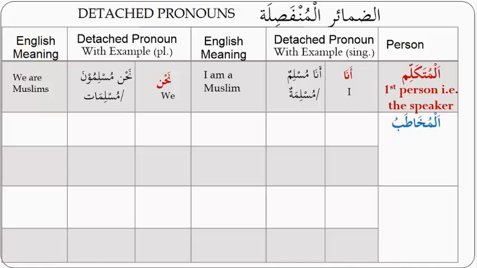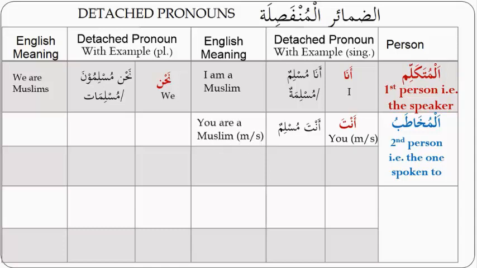Now we go to the al-mukhatab. Al-mukhatab, the one that is spoken to. That is the second person. It implies the one that is spoken to. And the second person, masculine singular, is anta. Anta means you. Kayfa anta, how are you? Kayfa means how. Anta muslimun. Right? This is a complete sentence. This is the example, inshallah. Anta added to muslimun means you, masculine singular, are a Muslim.